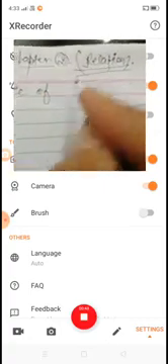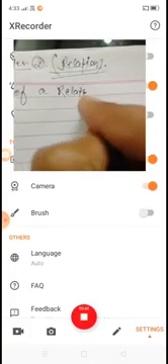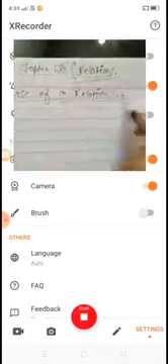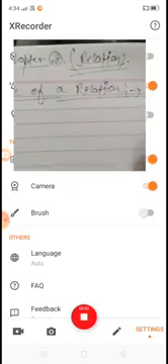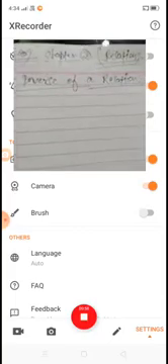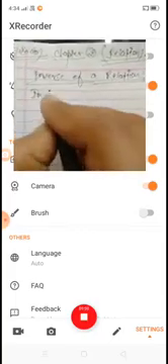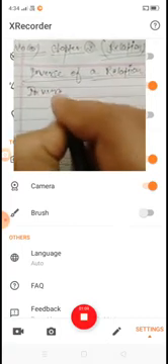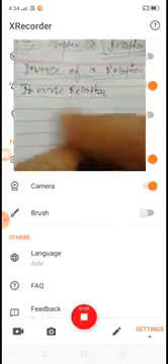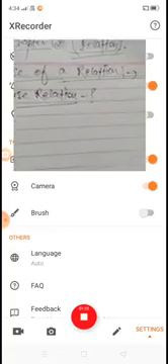Inverse of a relation. Today we discuss the inverse of a relation. So first of all, we discuss what an inverse relation is. Okay, let's see.